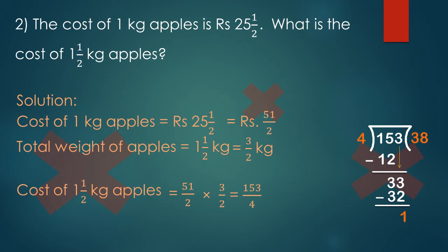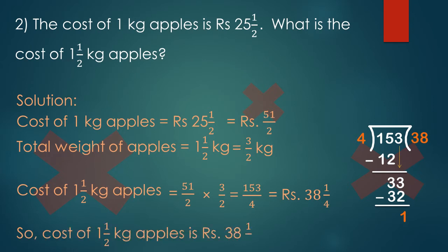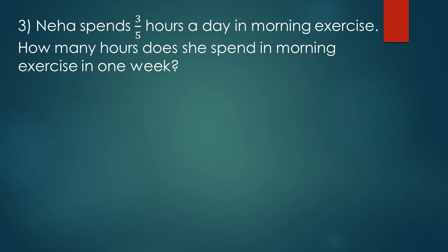So the answer is 38 1 upon 4. So the last statement is: cost of 1 1 upon 2 kilogram apples is rupees 38 1 upon 4. Rupees 38 1 upon 4 means 38 rupees 25 paisa. Let's solve one more question.